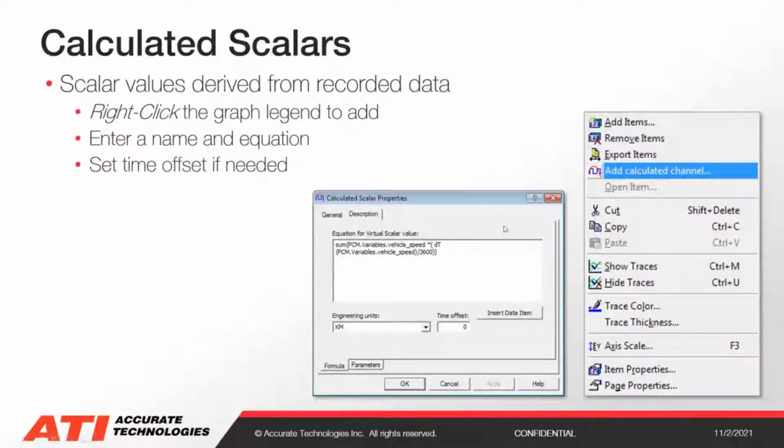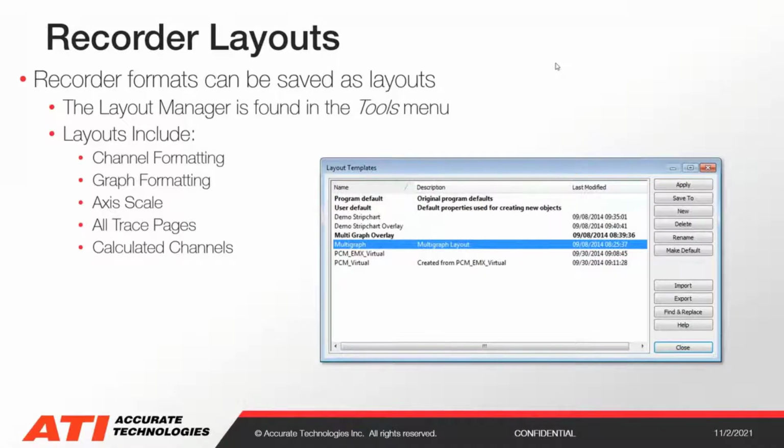You would simply right-click, add, give it a name, and then give it an equation, and then that gets put in your recorder file and is also saved within the layout. Here we go, recorder layouts. I've done this before. Layout Manager, this was gone over in Vision Basic as well. It's up in the Tools menu, so that includes everything that you've customized in your recorder file. Additional graphs, colors, line shape, size, scaling, that type of stuff. All your trace pages and your calculated channels as well.